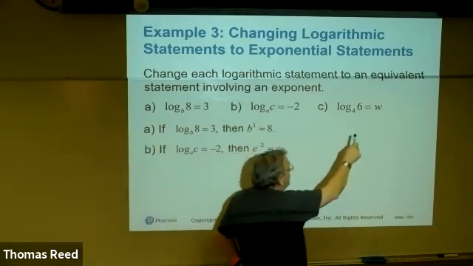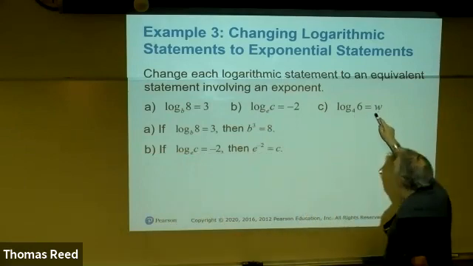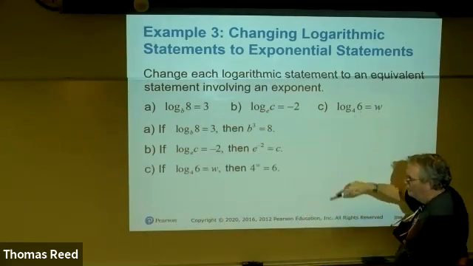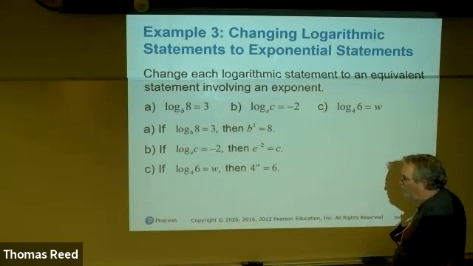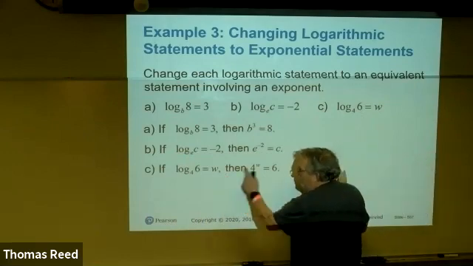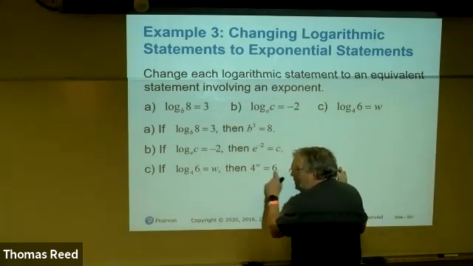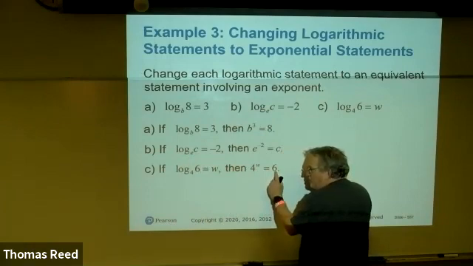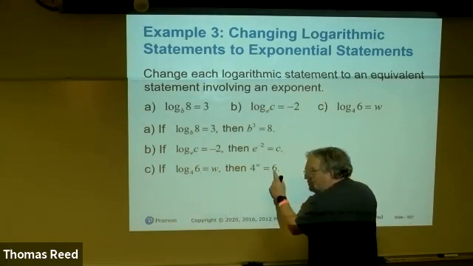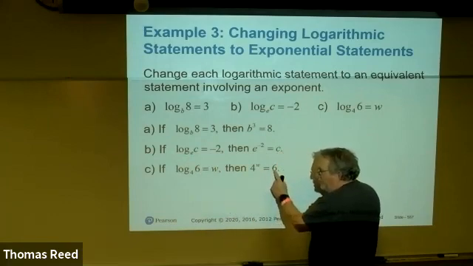Same thing here. 4 to the w will equal 6. 4 is the base, w is the exponent, and b is what the exponential equals. The argument, 6, is what the exponential equals.